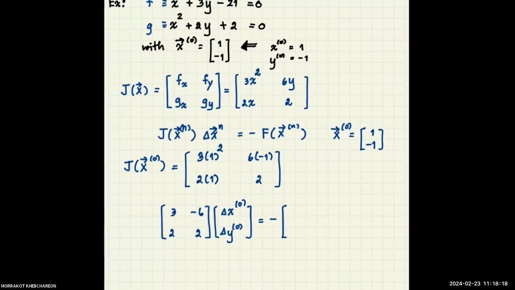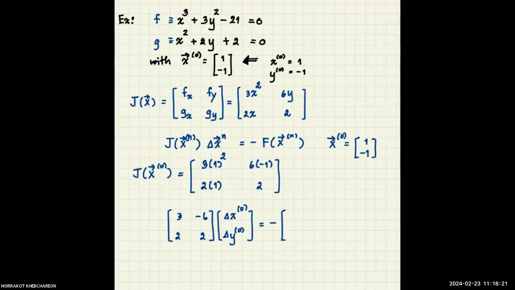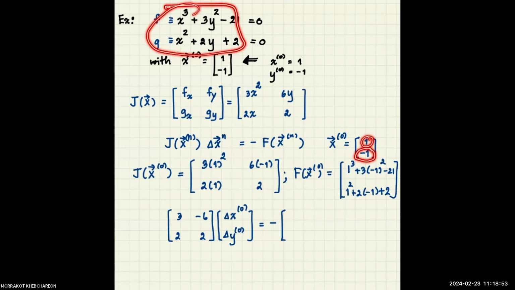So what is f of x0? It's 1 to the third plus 3 times -1 squared minus 21. And g is going to be 1 squared plus 2 times -1 plus 2. So you replace x equal to 1 and y equal to -1 in the functions f and g. So you will have this part.